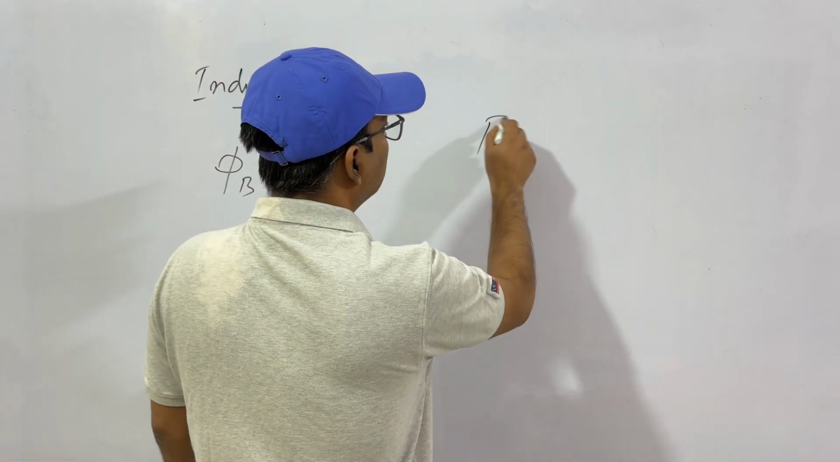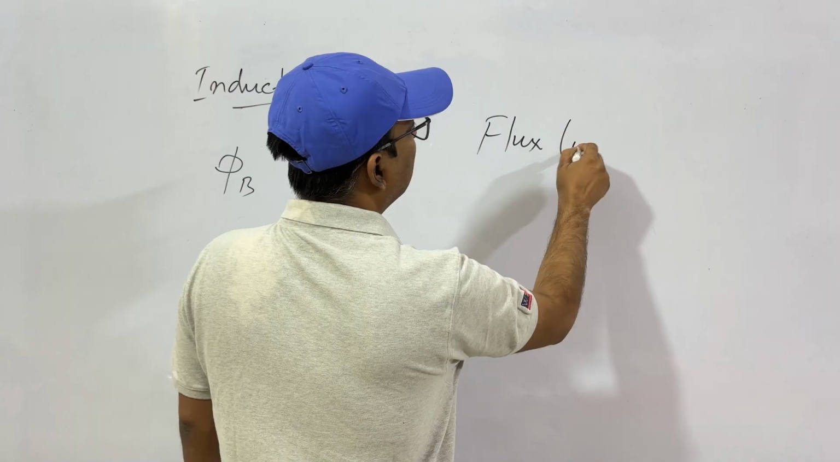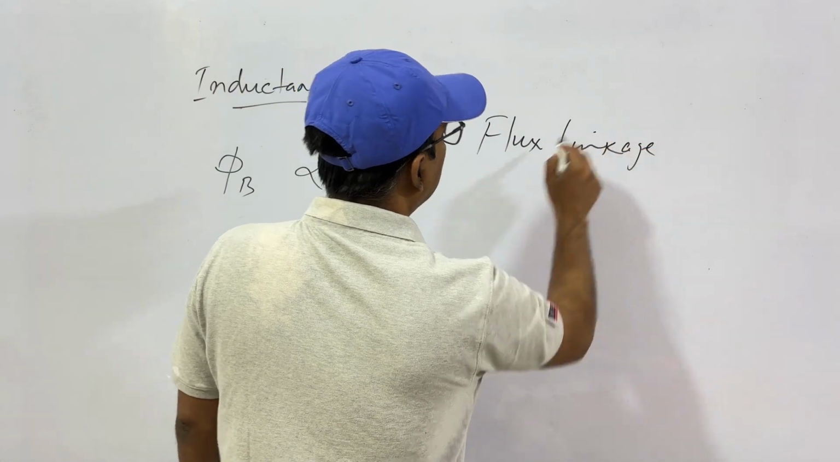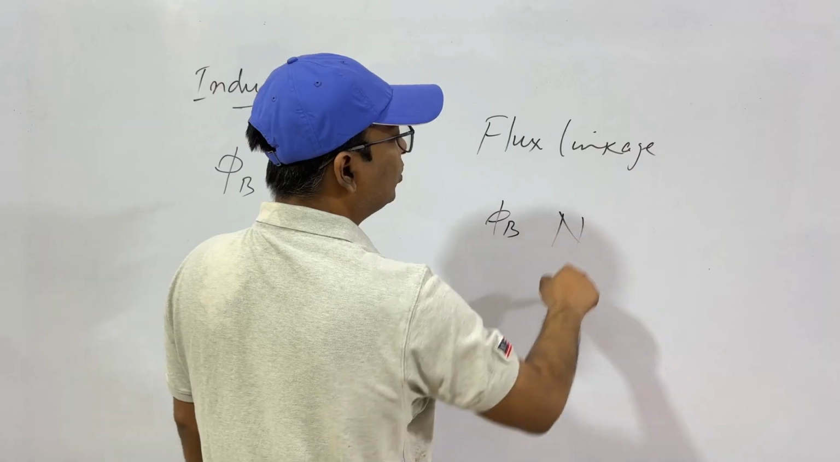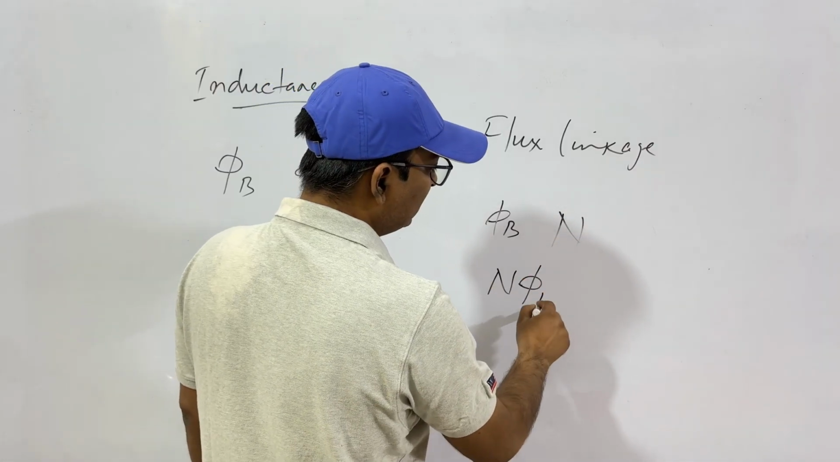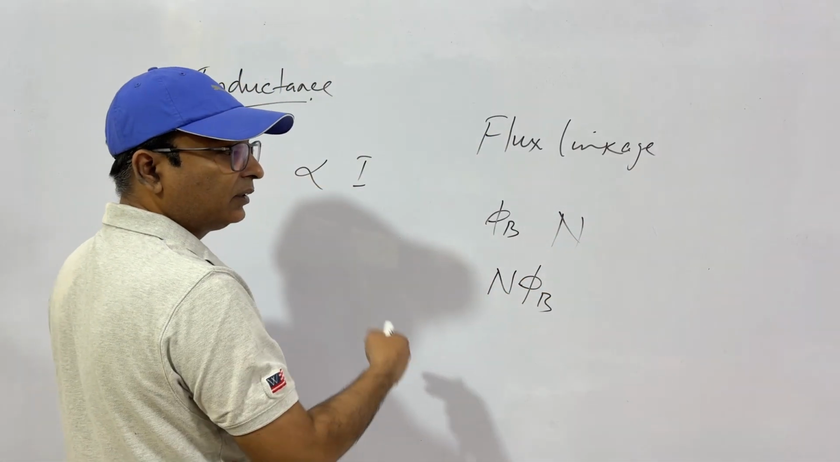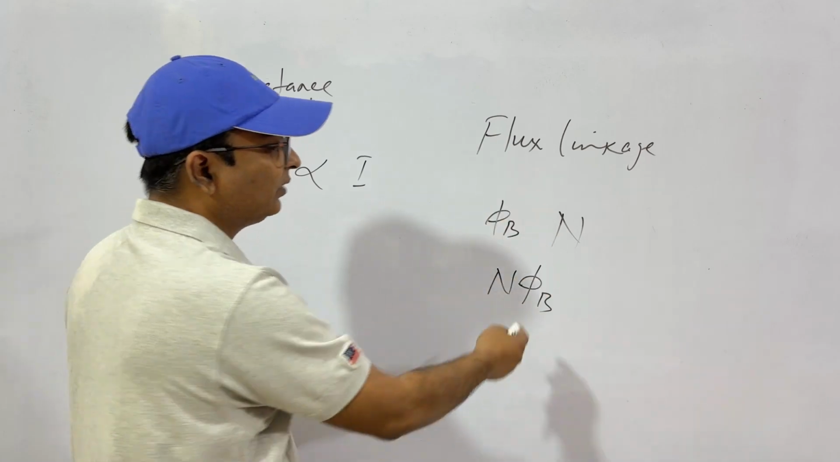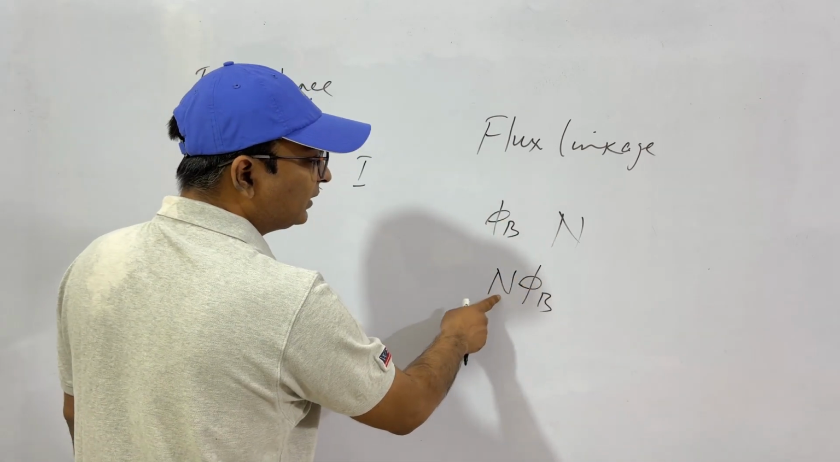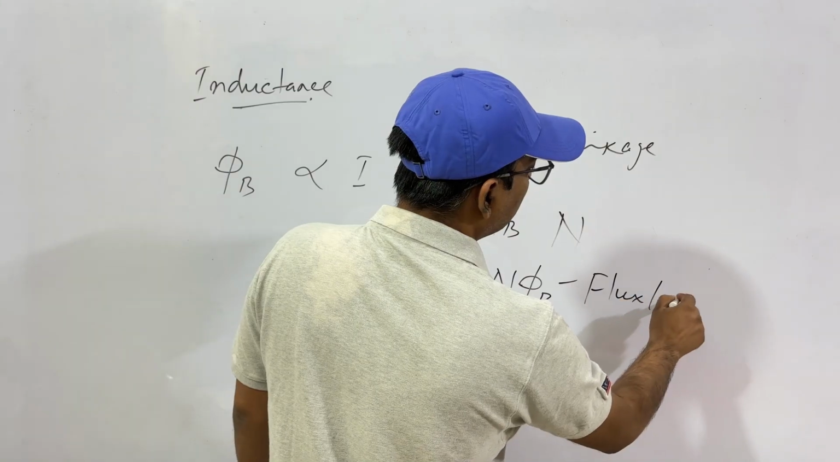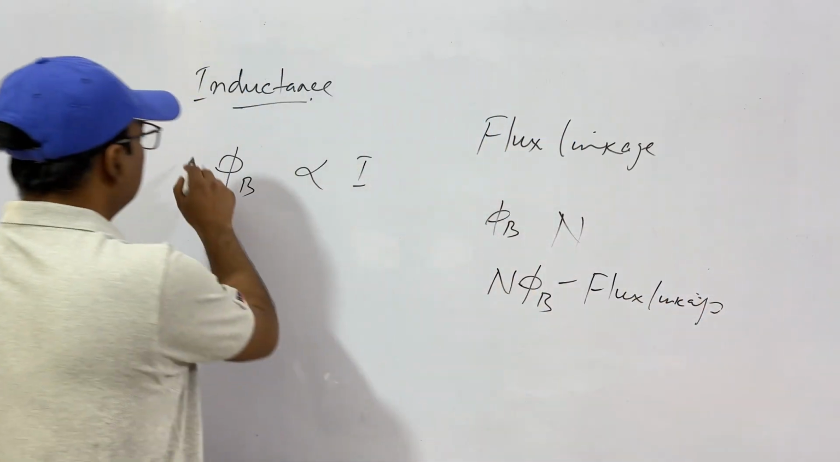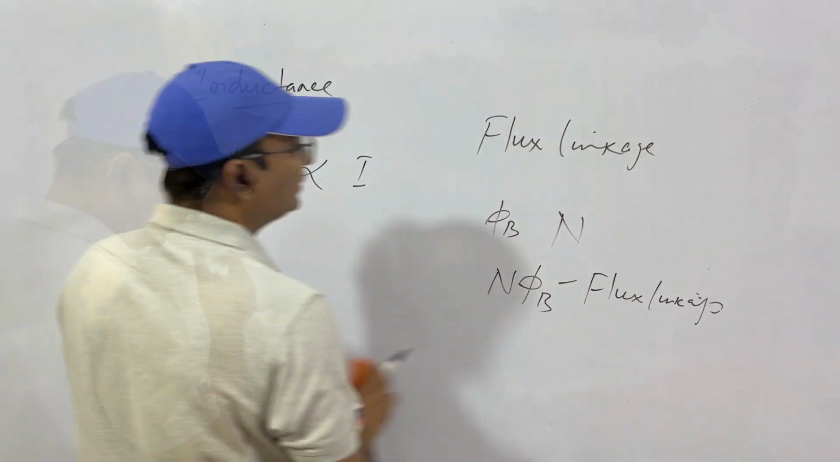Here comes another term which is called flux linkage. What is flux linkage? Let's say phi b is due to one loop. If we have N number of loops, then N phi b will be the flux, because for every turn you have phi b. So if there are N turns, N phi b is called flux linkage. Obviously N phi b is proportional to I.